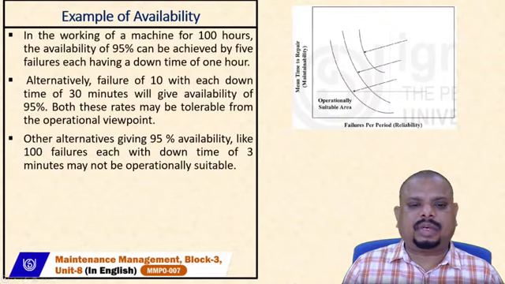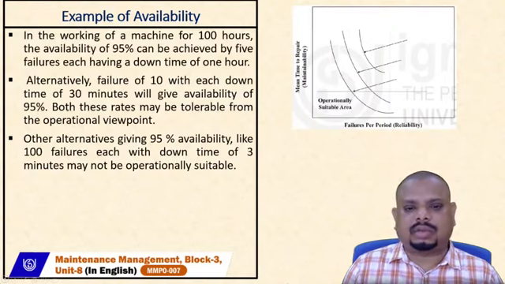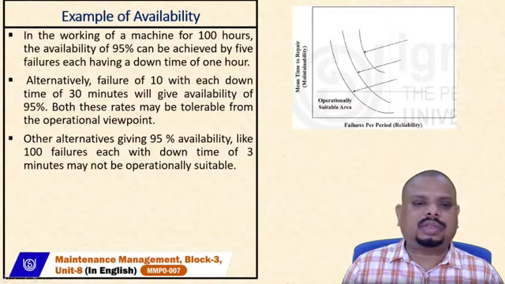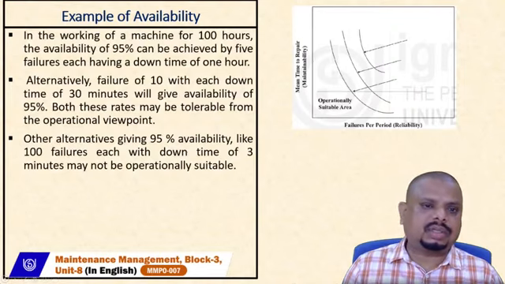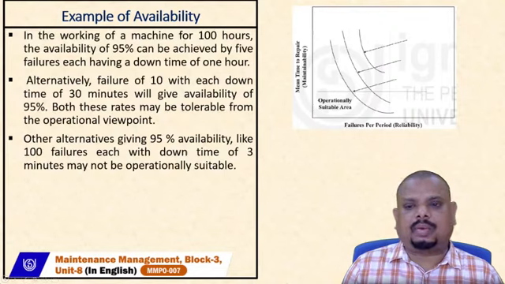And both these rates may be tolerable from the operational viewpoint. Or if you go for other alternatives, 95% availability could be 100 failures, each with a downtime of 3 minutes, which may be operationally suitable. So depending upon the consequence of maintenance or availability conditions applied to a specific machine which runs 100 hours and provides an availability of 95% with a downtime of 1 hour for 5 consecutive failures.